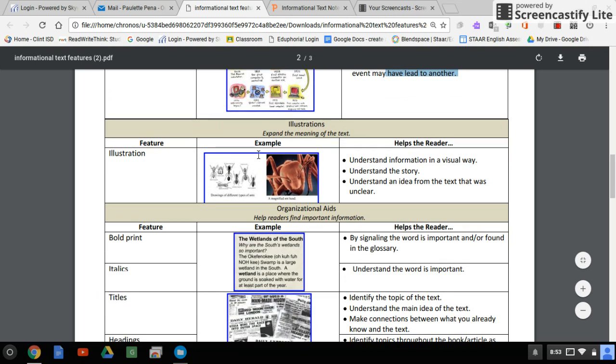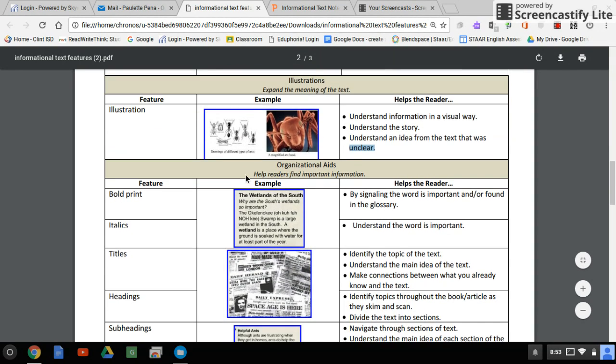The next one is an illustration. Illustration helps the readers understand information in a visual way. That's all you need, a visual way, a picture. An illustration is a picture. Understand the story and understand an idea from the text that was unclear. Highlight idea from text that was unclear. And we have an example of an ant, and it shows you exactly what an ant would look like.